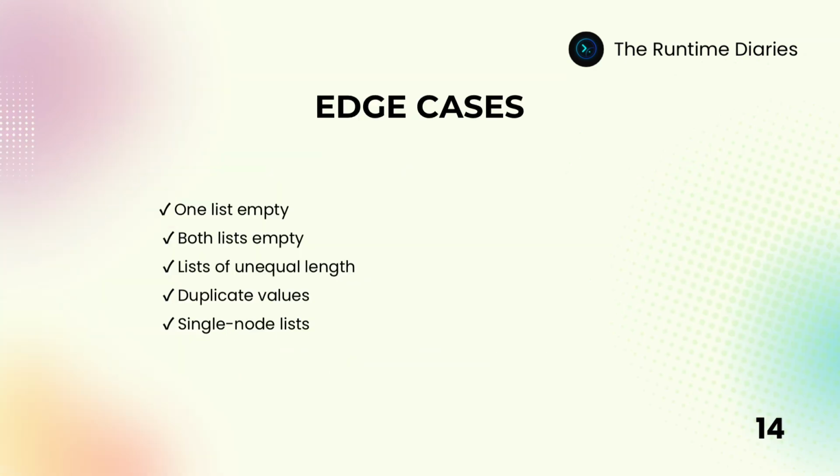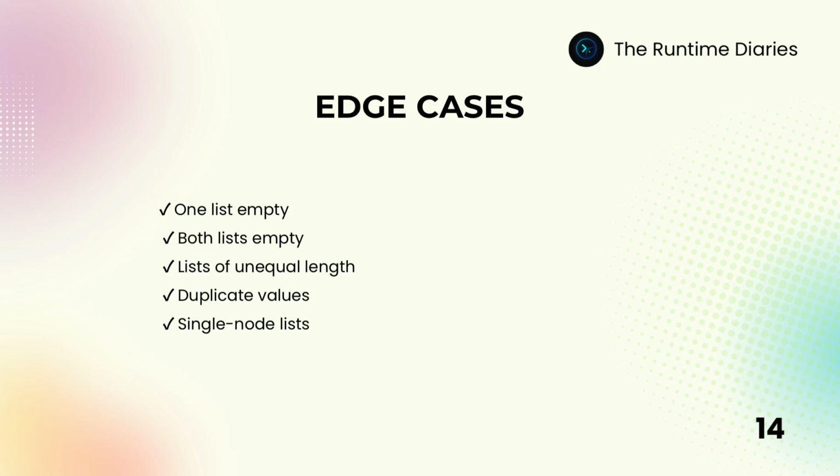Let's talk about edge cases you need to handle. First, one or both lists empty. If list 1 is empty, return list 2. If list 2 is empty, return list 1. If both are empty, return null. The dummy node trick handles all of these naturally.